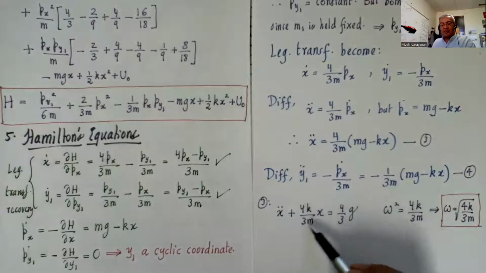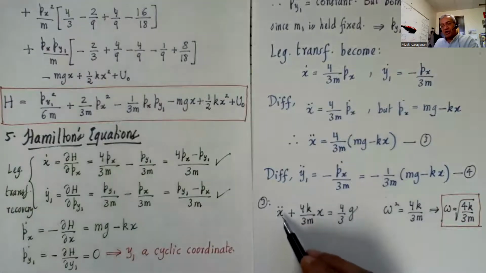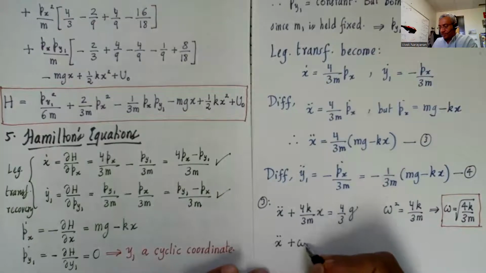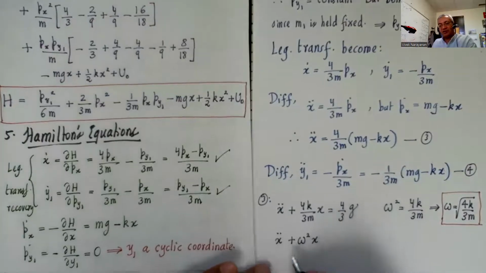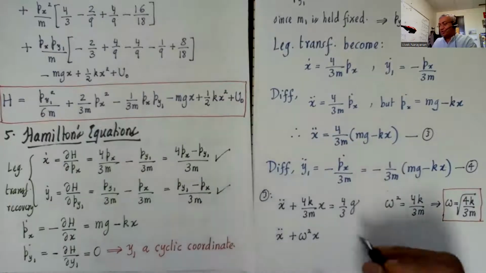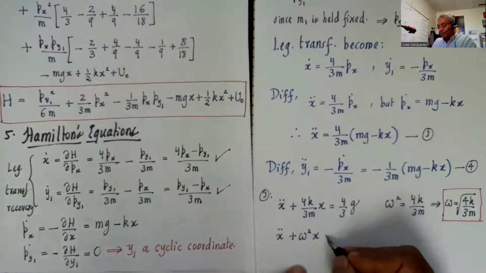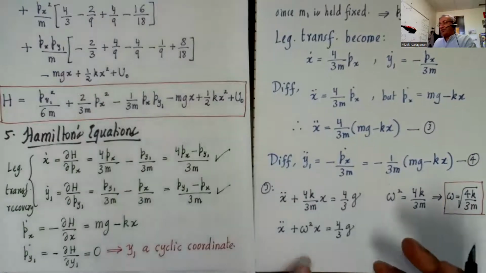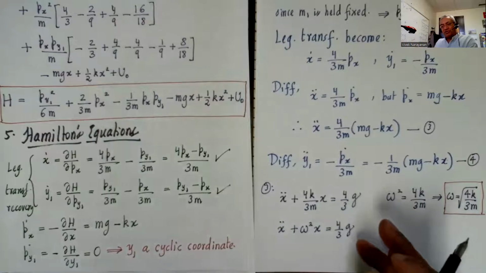Now that's just a simple harmonic oscillator, x double dot. So I'm going to get something like x double dot plus omega squared x. If I had x double dot plus omega squared x equal to 0, that's just simple harmonic oscillation. It's not equal to 0, it's equal to some constant term 4/3 g. So all you would have to do is add a particular solution.